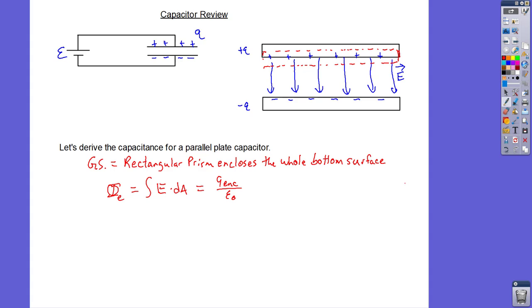And so when we look at this, the flux is really easy. The top is going to have no flux, the sides are going to have no flux. It's only the bottom that has flux. So we've got the E dot dA, it just becomes E times A, and A is the area of this plate.